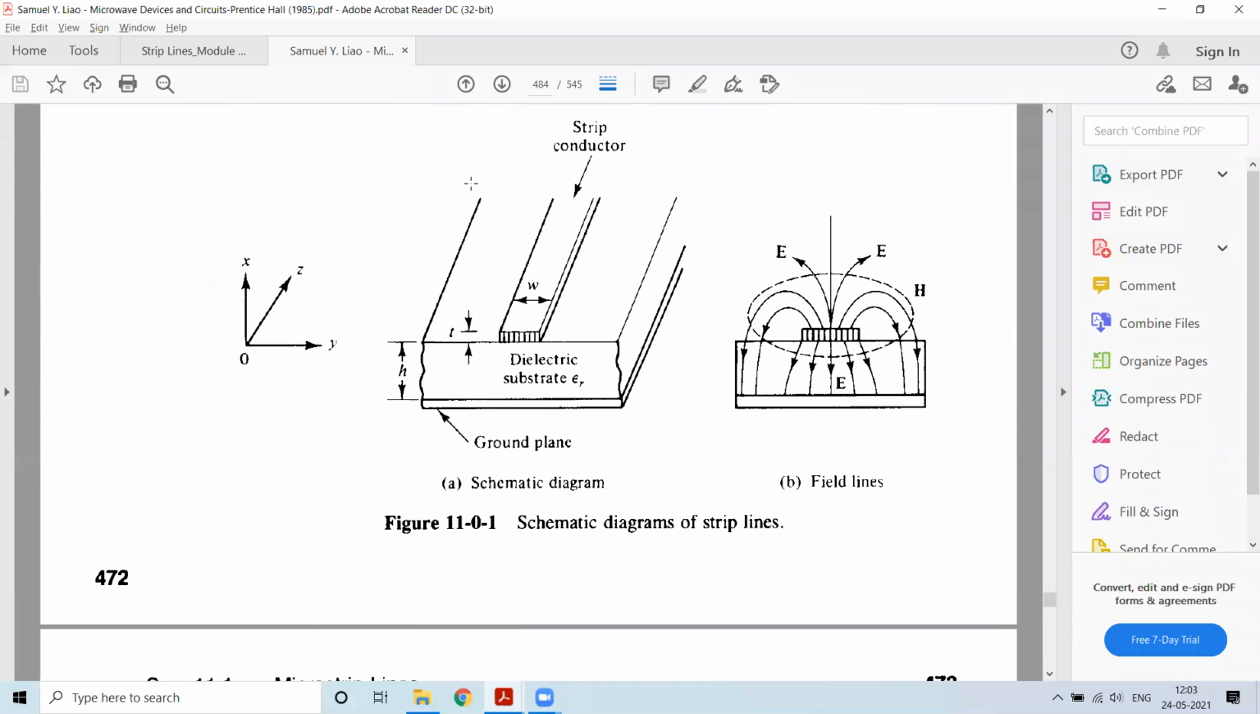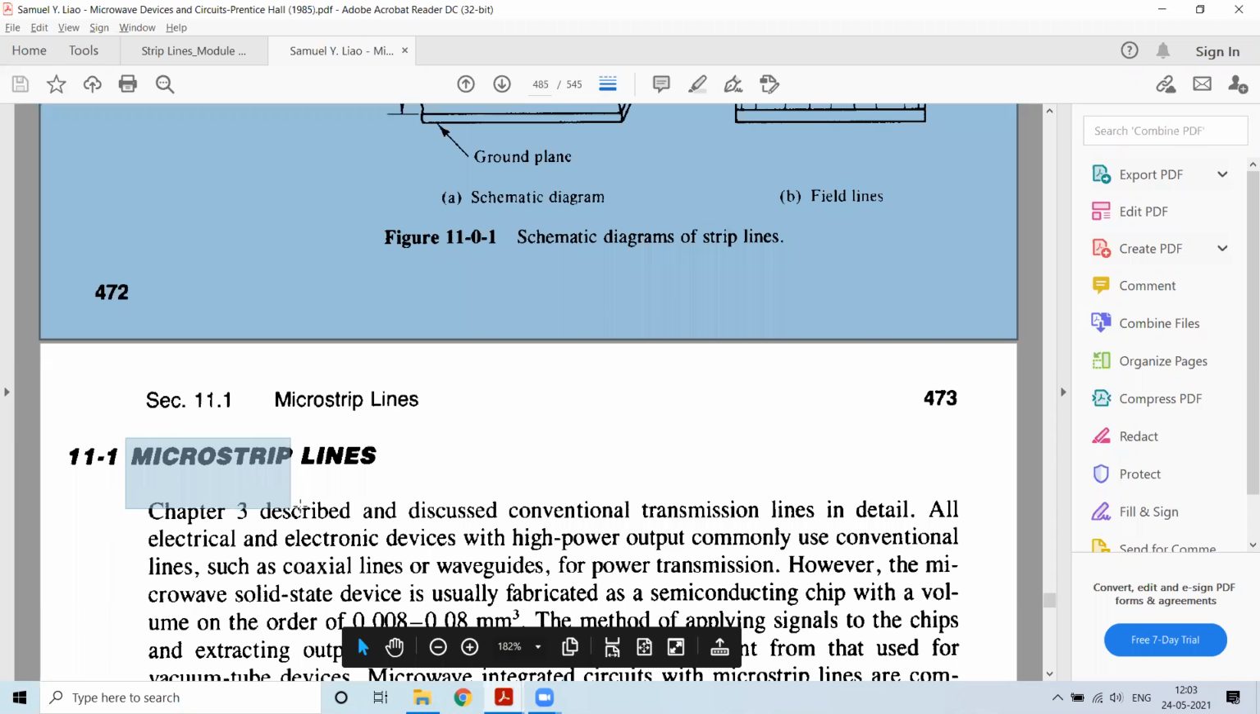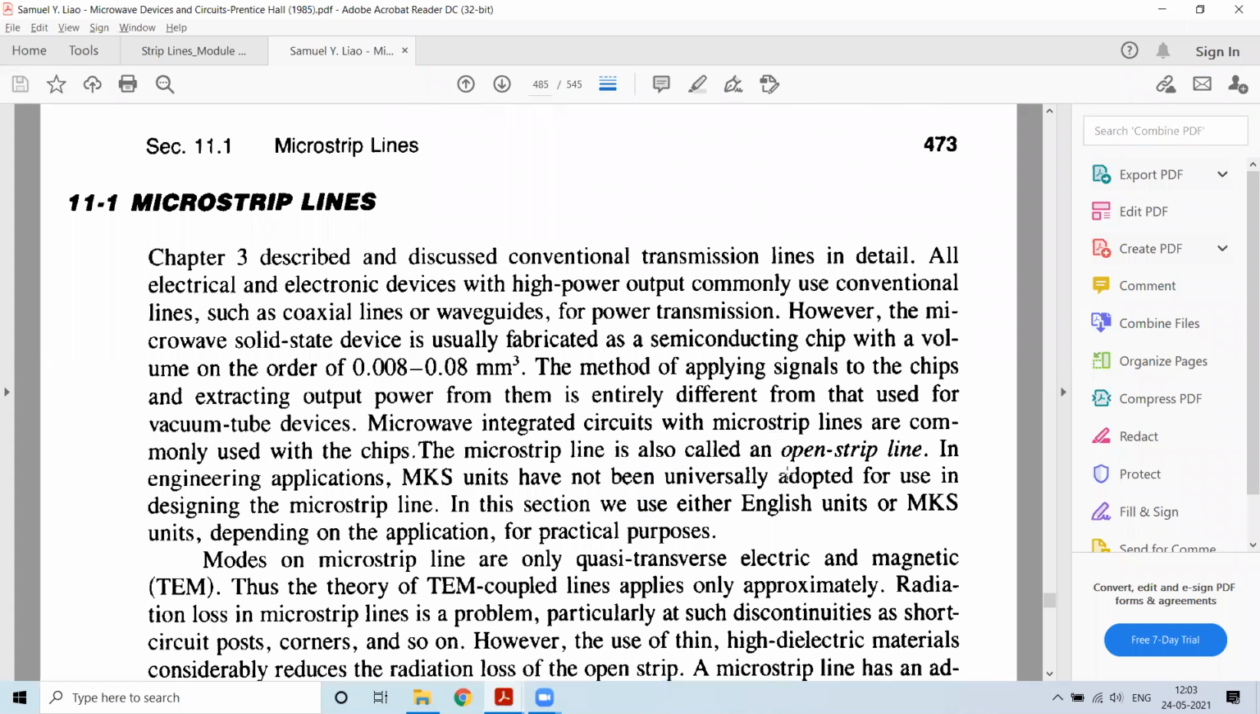So in this part, I discussed the microstrip lines. That is the explanation pertaining to the microstrip lines. Sometimes microstrip lines are also called open strip lines. Now, your conventional transmission lines can be coaxial lines or waveguides, which we spoke of in the previous sessions. In those, power transmission happens with the help of coaxial lines or waveguides, which are your conventional transmission lines.